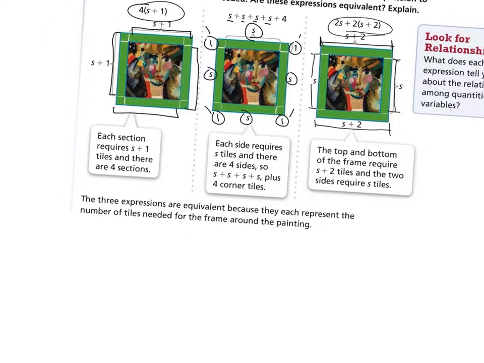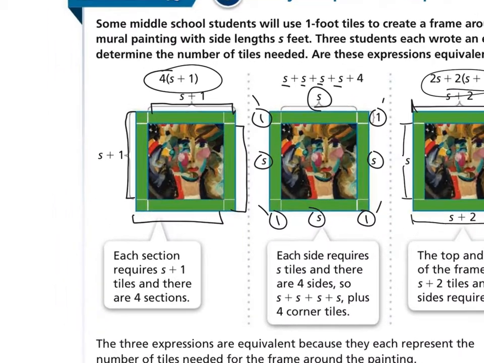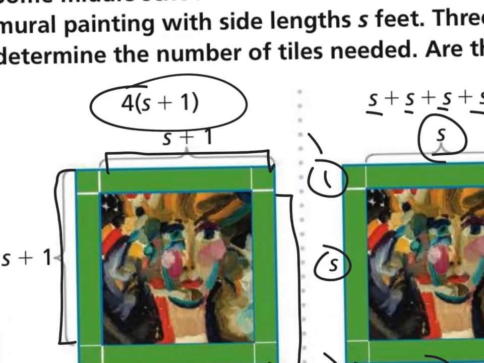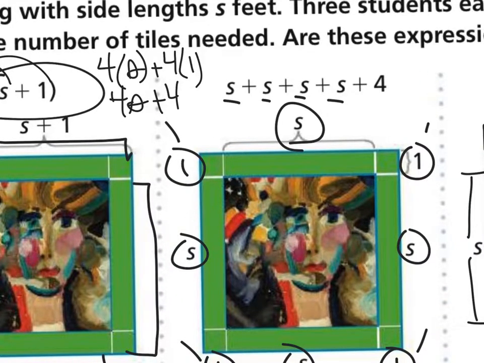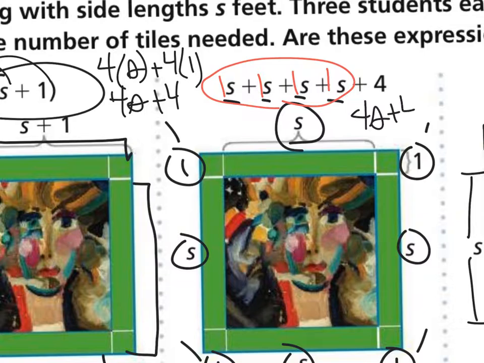And the question is, how is it that all 3 of these people can be correct? Well, if we think about it, these all would simplify to the same thing. In other words, this first expression, if I distribute, that'd be 4 times s plus 4 times 1, which would be 4s plus 4. So 4s plus 4. The second one, we could put 1s in front of our s's and we could combine those together. And that would be 4s plus 4.